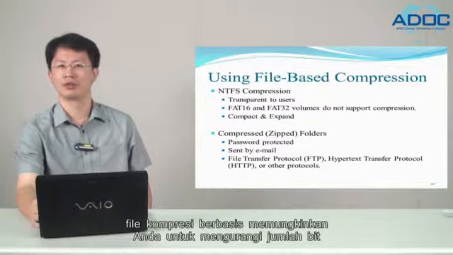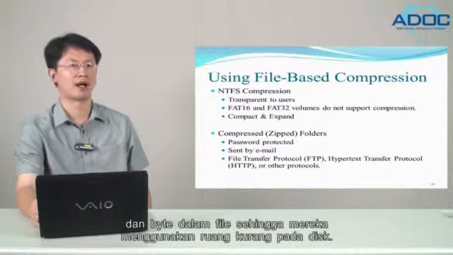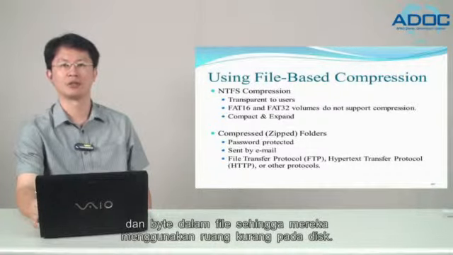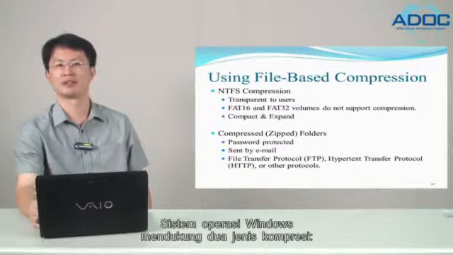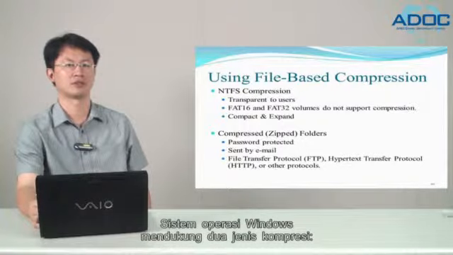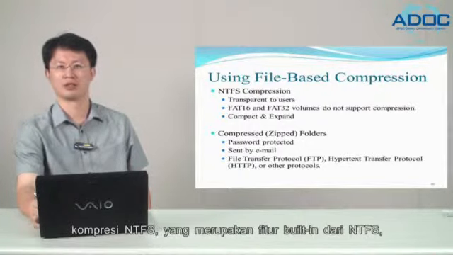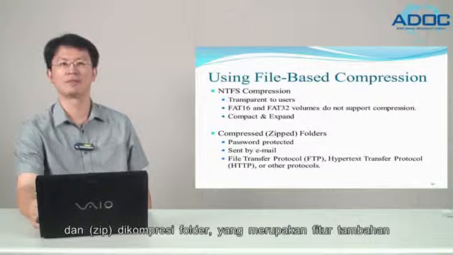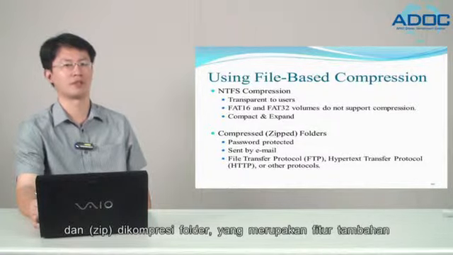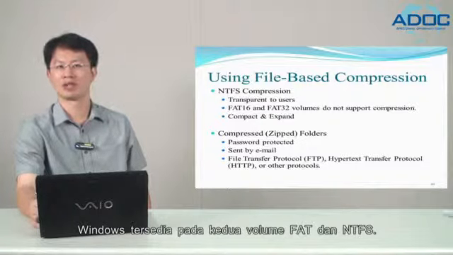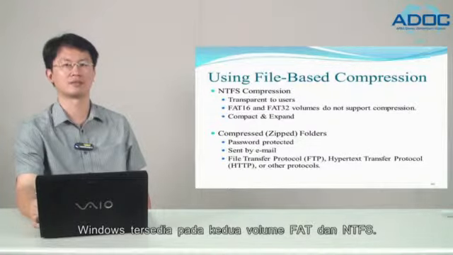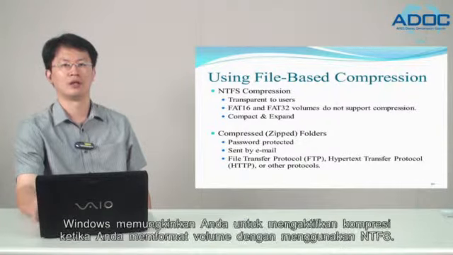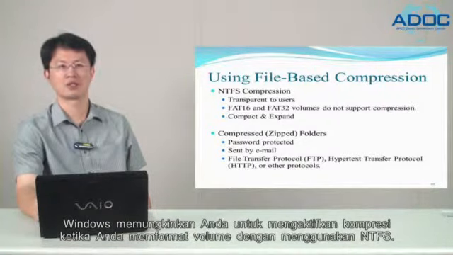File-based compression allows you to reduce the number of bits and bytes in files so that they use less space on a disk. The Windows operating system supports two types of compression. NTFS compression, which is a built-in feature of NTFS. And compressed zipped folders, which is an additional feature of Windows available on both FAT and NTFS volumes. Windows allows you to enable compression when you format a volume using NTFS.